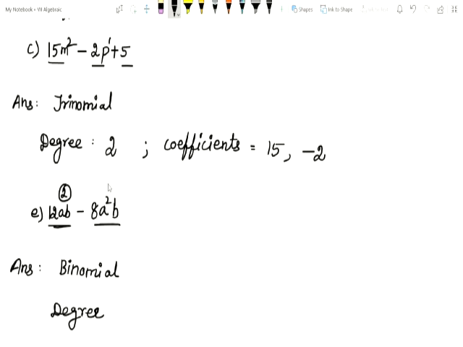Here the degree is 3 because 2 plus 1 is 3. So the highest power is 3. So the degree of the polynomial is 3. Okay. Next we need to find out the coefficient. The coefficient of ab is 12 and the coefficient of a square b is minus 8. Along with the sign you have to take. Okay, children.